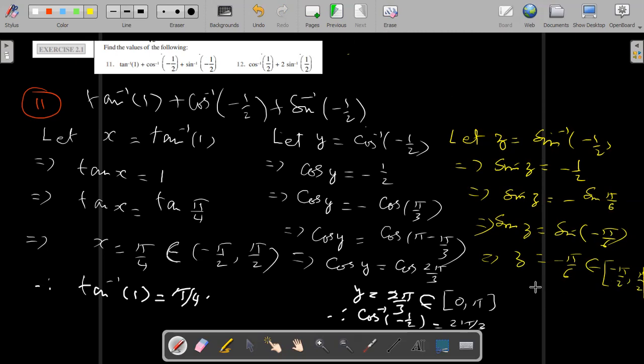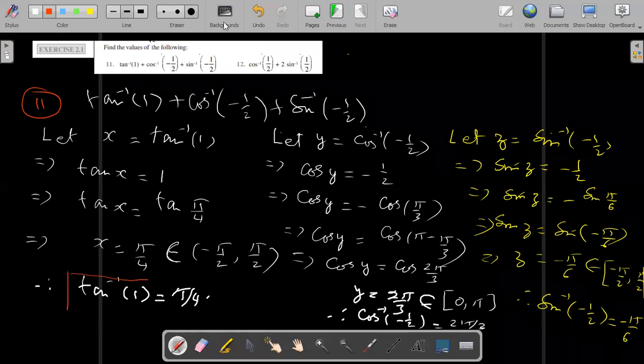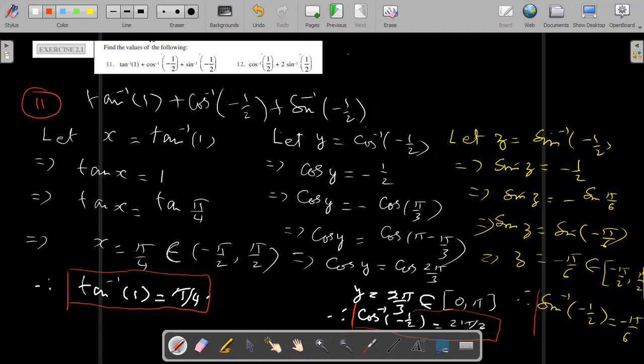Okay, so we got, therefore, sine inverse of minus 1 by 2 is minus pi by 6. Now we have the values. Tan inverse 1 is equal to pi by 4, cos inverse of minus 1 by 2 is equal to 2 pi by 3, and sine inverse of minus 1 by 2 is equal to minus pi by 6.